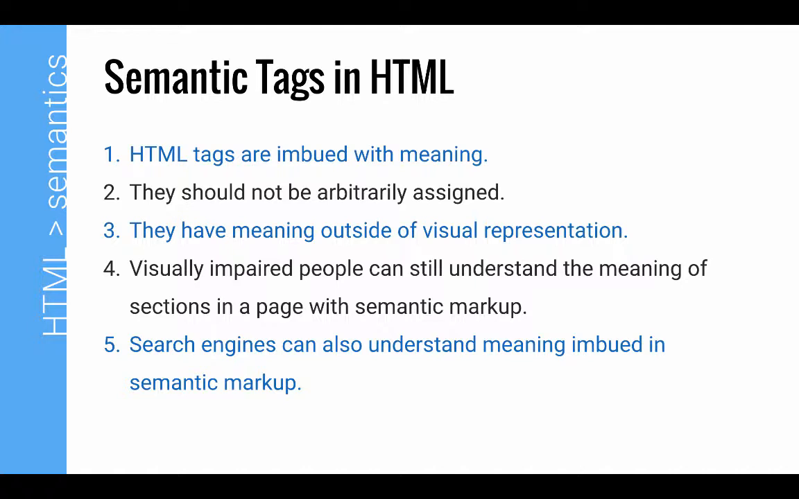That's also really important. You can think of search engines as, I don't want to say as people who can't see, but as entities that cannot see visual things necessarily, but they interpret everything that they encounter in some way with meaning or meaningfulness. Anyway, semantic tags have meaning outside of visual representation, which is kind of what I just said. Visually impaired people can still understand the meaning of sections in a page with semantic markup. Also, search engines can understand the meaning that's imbued inside of semantic markup.